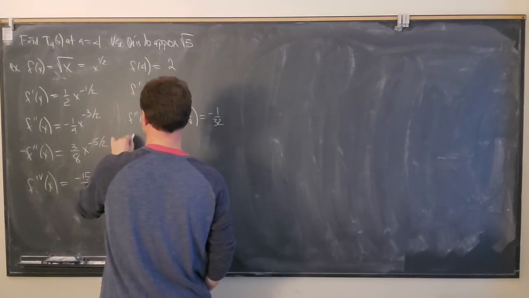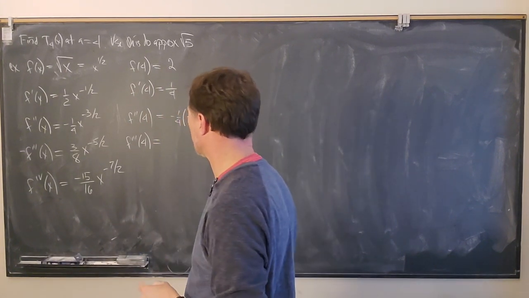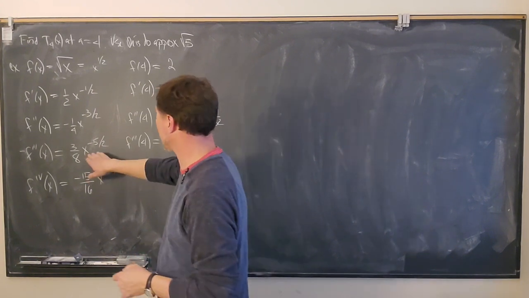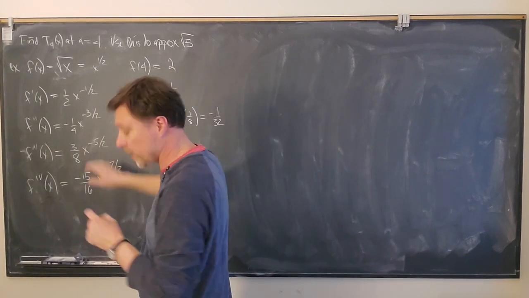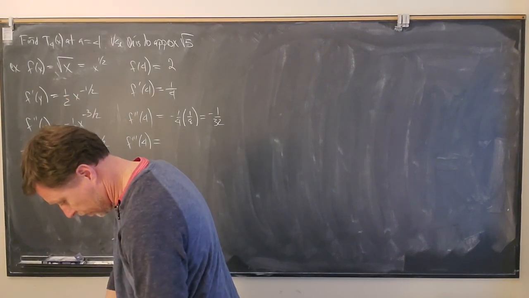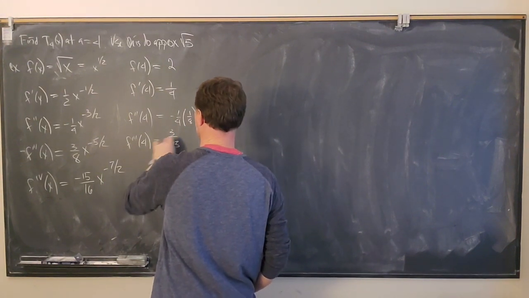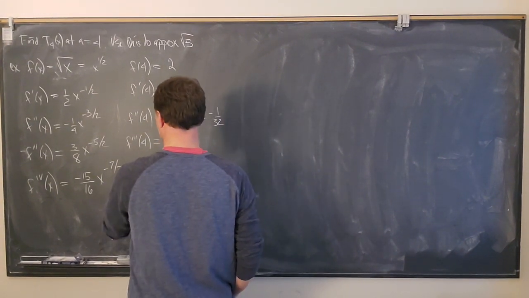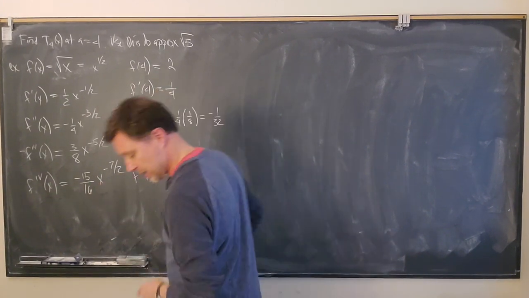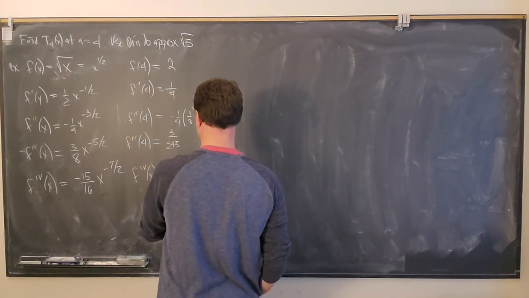The third derivative will be 3/8 times 4 raised to the negative 5/2, which comes out to be 3 over 256. And then finally, the fourth derivative: plug 4 in here, and what you'll get is negative 15 over 2048.